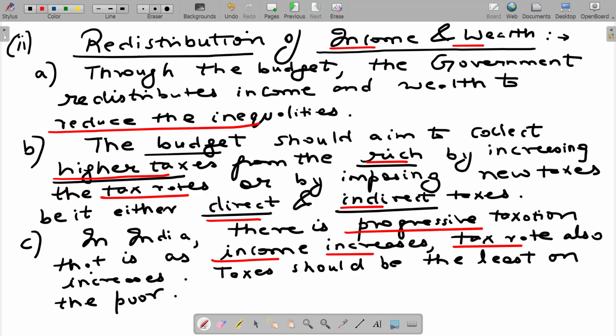People should know the income tax slabs. We are going to discuss that also towards the end. Towards the end of this topic, we are also going to talk about the tax structure in India. Taxes should be the least on the poor.